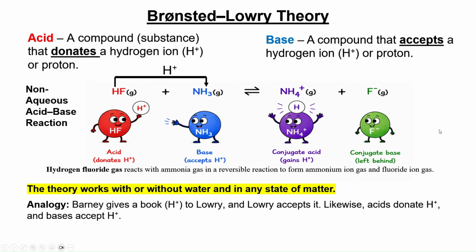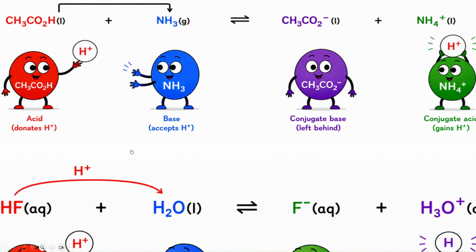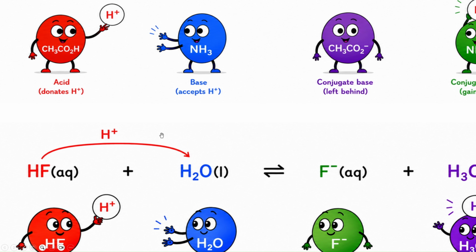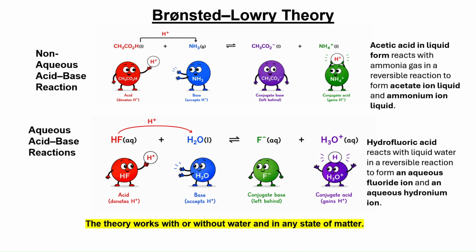By looking closely at the states of matter, notice that in the first example, the acid is a gas. However, in the second example, the acid is a liquid. And in the third example, the acid is aqueous, meaning it is dissolved in water. This shows that Brønsted-Lowry acid-base reactions can occur in different states of matter, with or without water.